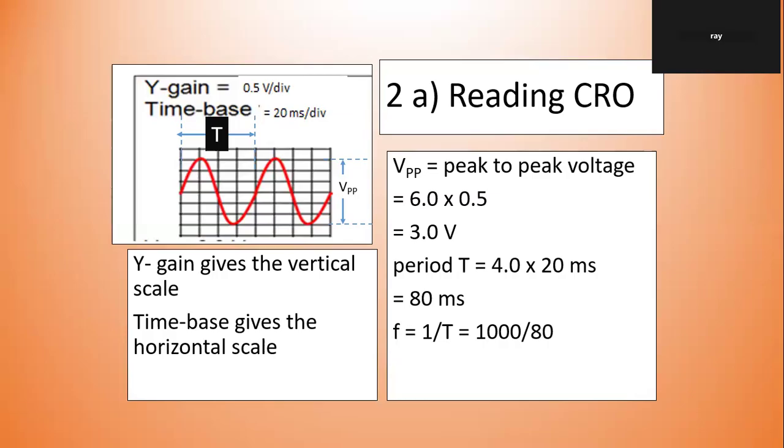Right? You have to times 1,000. No? 80 times 10 to the power minus 3. 10 to the power minus 3, you take to the top there, becomes 1,000. No? Can, 12.5 hertz. Yes.